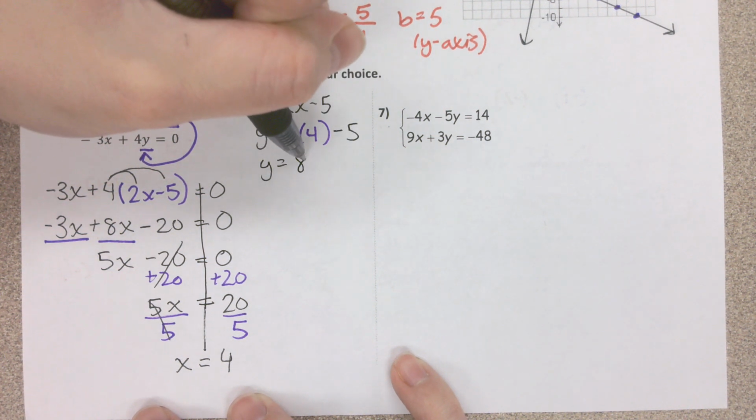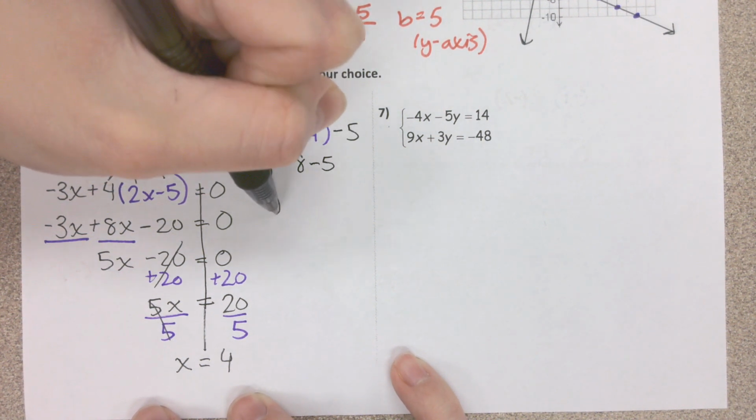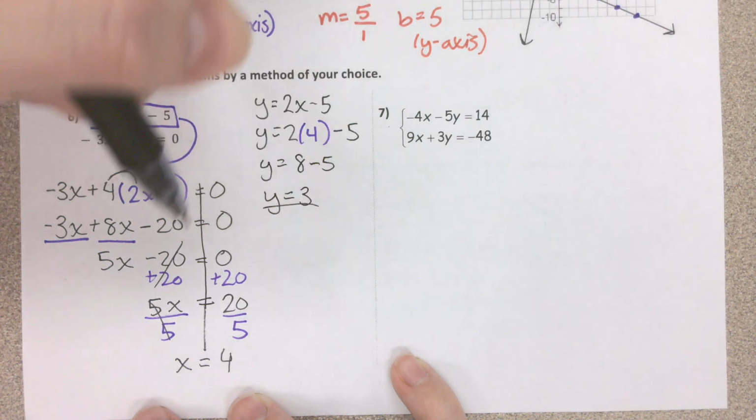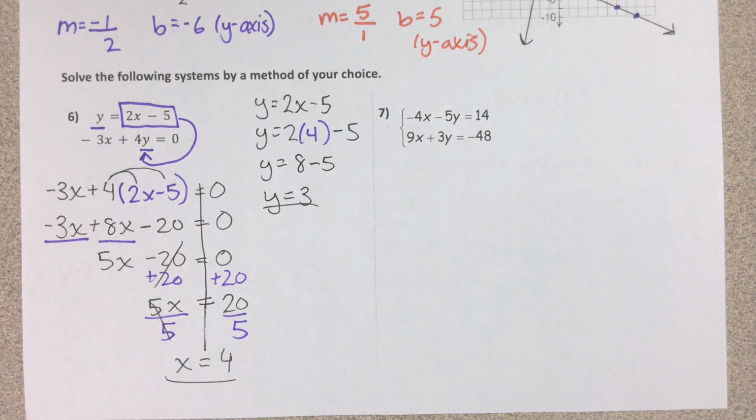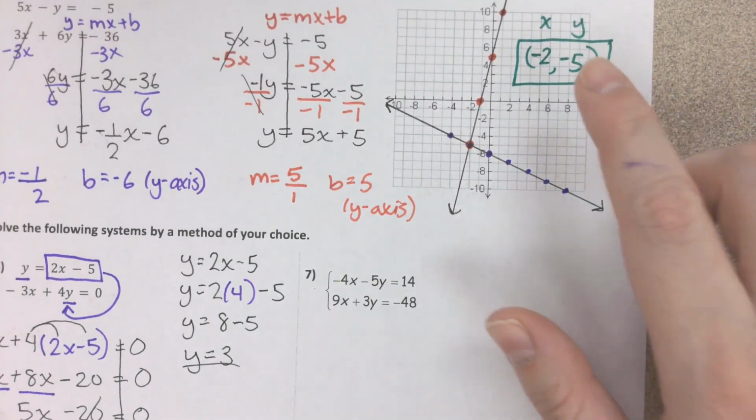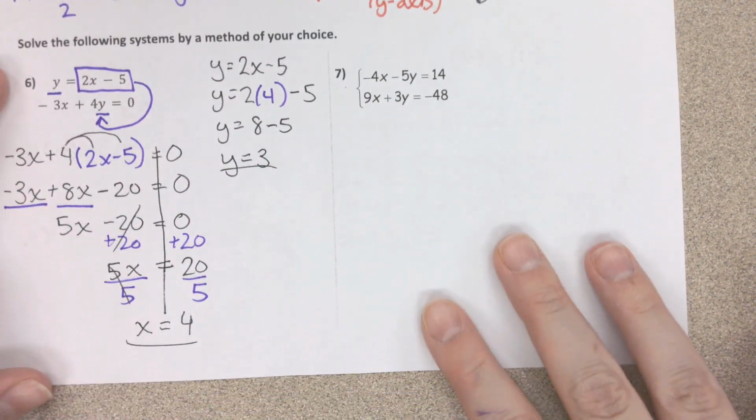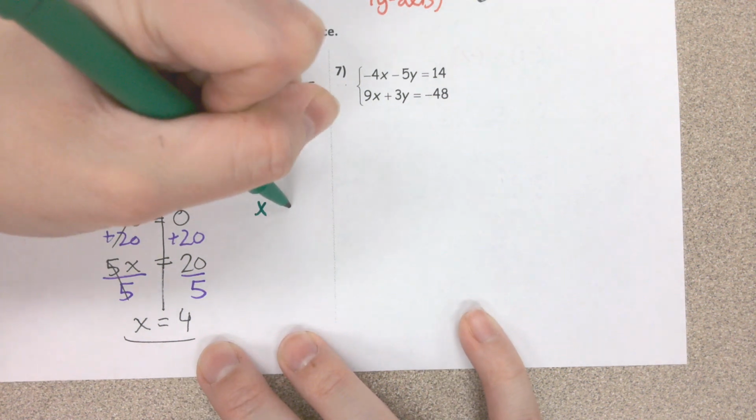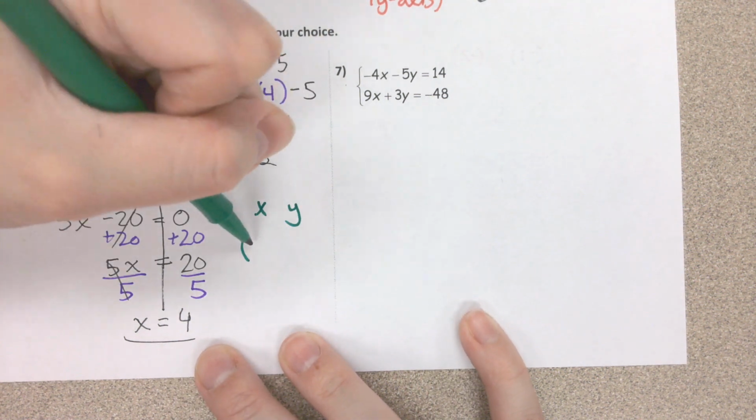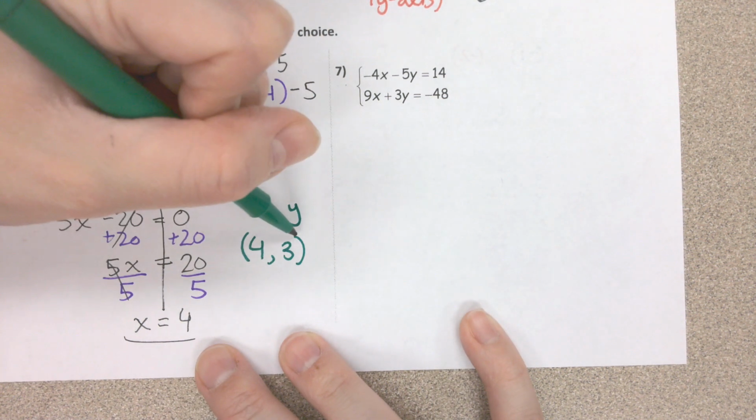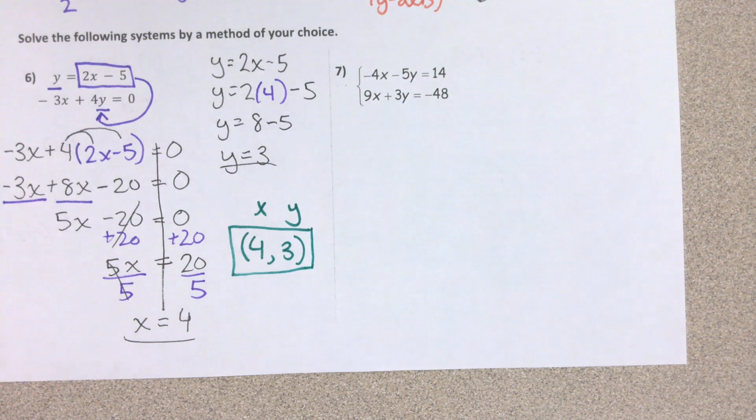So we have 2 times 4 minus 5. 2 times 4 is 8. 8 minus 5 is 3. Lastly, to get full points, you have to write your answer as a point, just like as if we were graphing it. So remember, this is x, y. So this is 4, 3. Make sure they're in the right order.